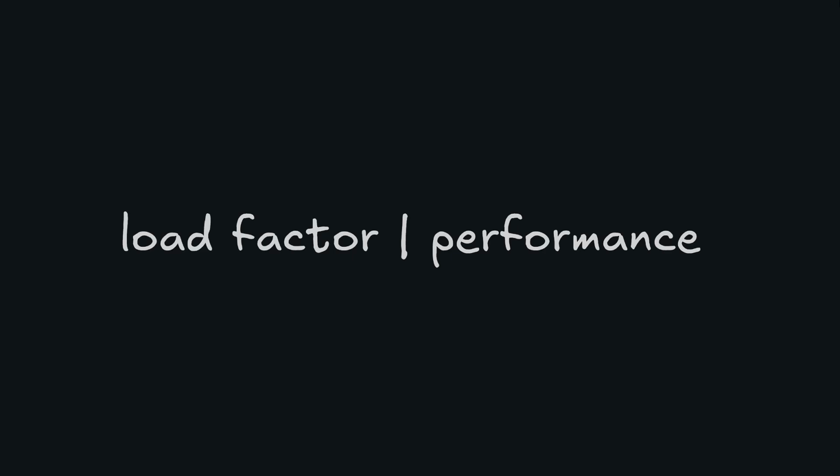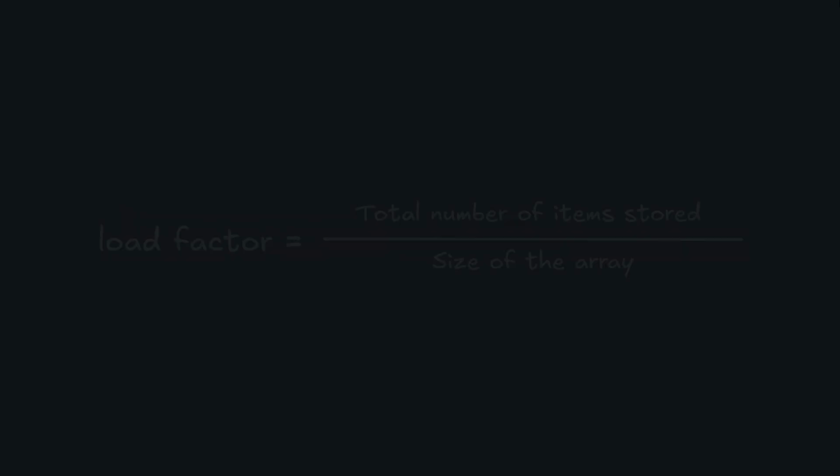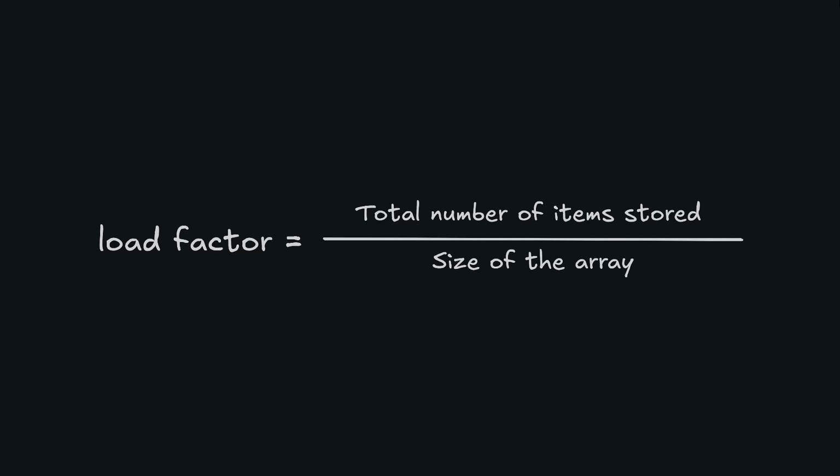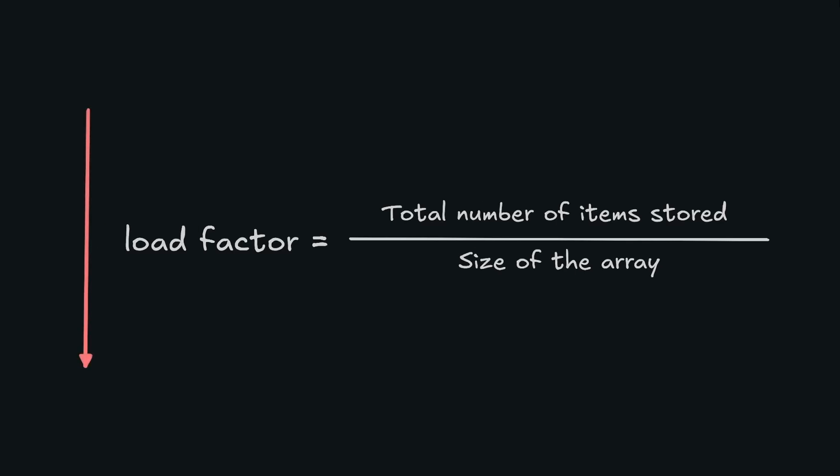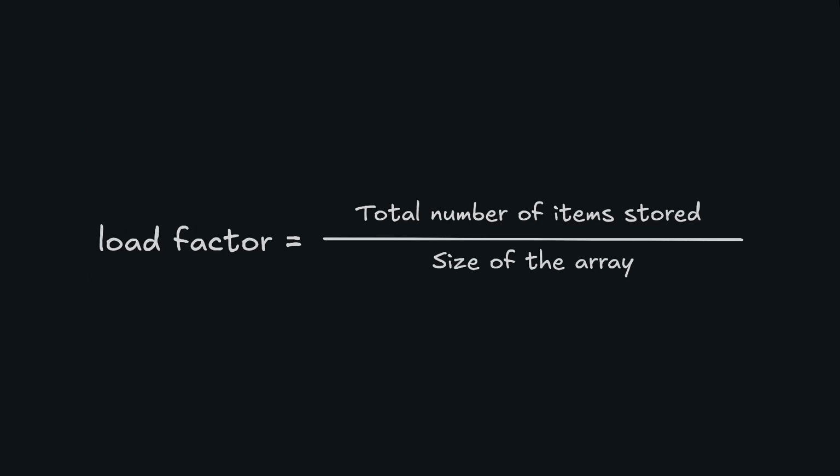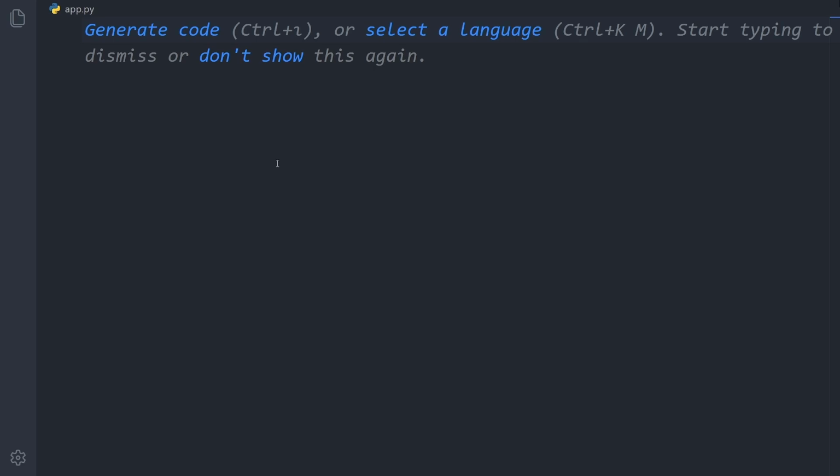Now let's briefly discuss performance and the load factor. The load factor is the number of occupied slots divided by the total number of slots in the table. It shows how full the hash table is. A low load factor means fewer collisions and faster access time. As the load factor increases, collisions become more frequent and performance may decrease. For this reason, many hash tables are dynamic. When the load factor reaches a certain threshold, the table is resized and all elements are rehashed into a larger array. Now, let's practice what we learned in Python.